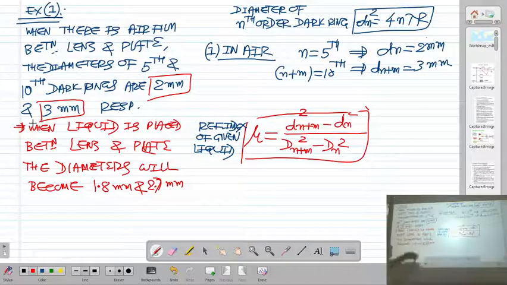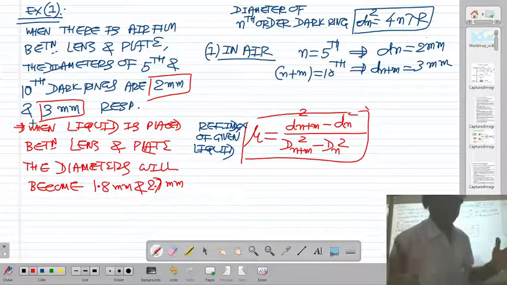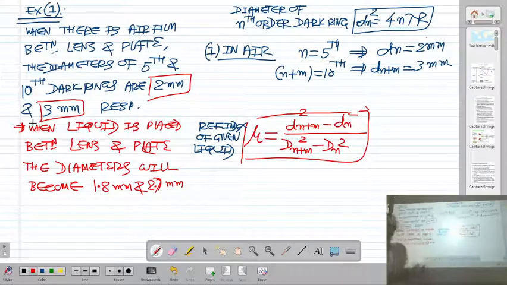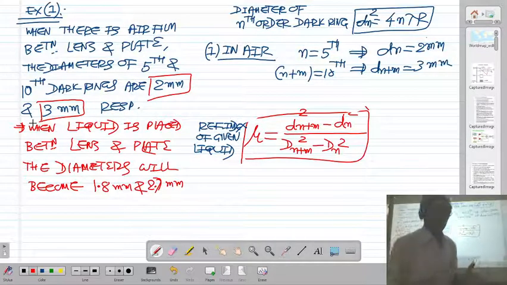So you can say in air the diameter of the fifth ring was 2 mm. In liquid the diameter of the fifth ring is 1.8 mm. Means in liquid the diameter of the ring is decreasing. Rings are contracting. When you put a liquid, the rings are contracting.